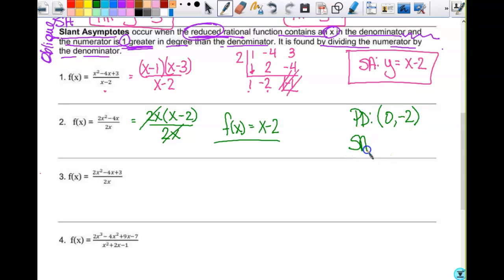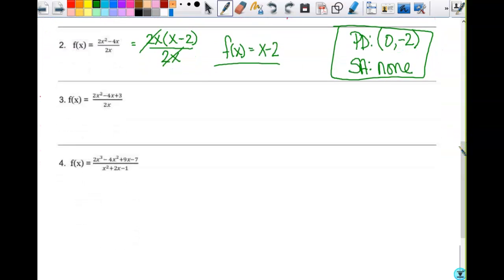Then my actual answer for my slant asymptote, well, it says it occurs when the reduced rational function contains an x in the denominator. Do I have an x in the denominator? No. So the answer is none. And if I was to graph this, what would this graph? A line. We could argue the fact that it's a line, so it's its own slant asymptote, but we're not going to go there right now because I don't want your little brains to explode or anything. We're going to go with none. Okay, so then 3.